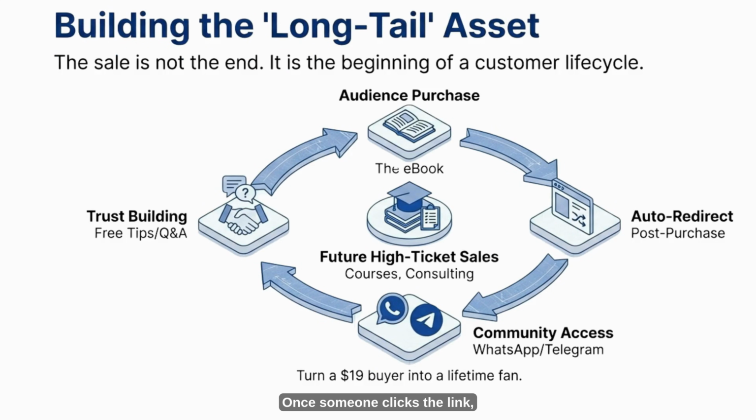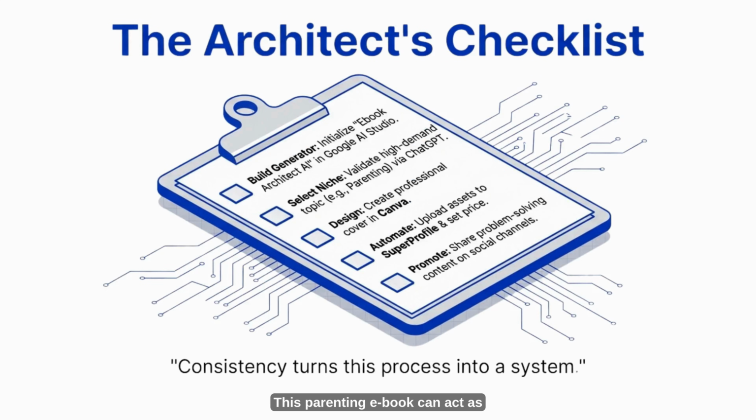Once someone clicks the link, they land on your ebook page, complete the payment and instantly get access. Everything happens automatically. After purchase, they don't stop there. Redirect buyers to a WhatsApp or Telegram community where you can share parenting tips, answer questions, and build long-term trust. This parenting ebook can act as your first product, and this community helps you to sell future guides, courses, or consultations.